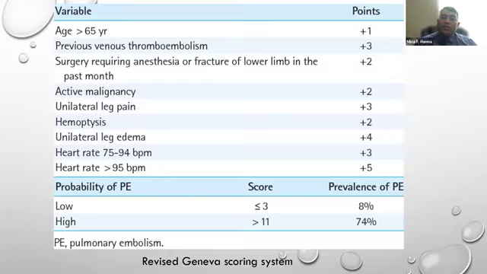This is an example of the revised Geneva scoring system. They depend on the age and give it +1, and different other criteria from the patient's history, and give it +3, +2, +4, +5, and so on. And then they sum, see how many of them are positive, and sum the number. If the score is less than 3, this is low probability. Prevalence of PE is 8%, very low. If the patient score is more than 11, it is high probability, and the prevalence is 74% for the PE. In between these two numbers, 3 to 11, is intermediate. They have to depend on the D-dimer.